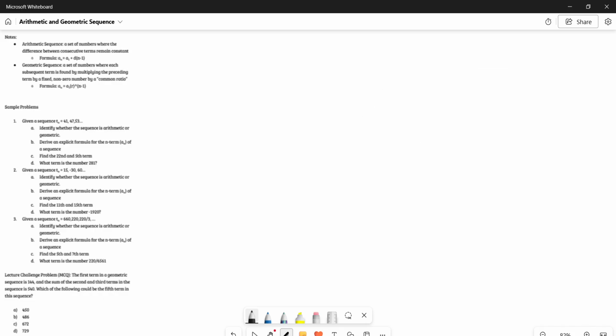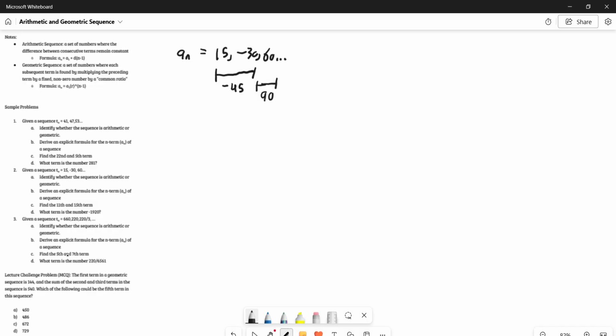Okay, let's go on to number 2. Given the sequence a sub n is 15, negative 30, 60. Identify whether the sequence is arithmetic or geometric. Well, I'm going to look at the difference, right? This is negative 45, and the difference between negative 30 and 60 is 90. So I can tell that the difference is not constant as we proceed term by term.